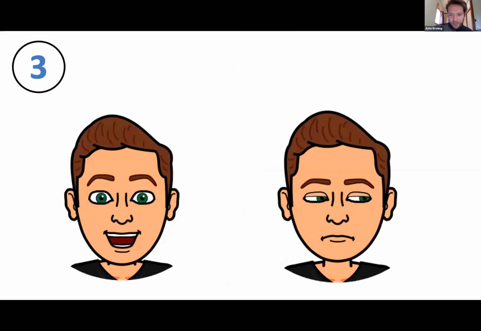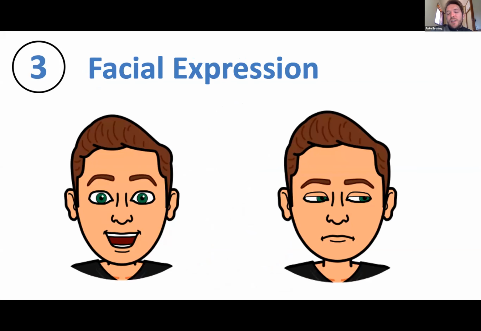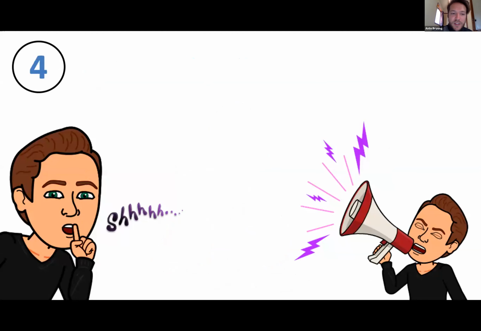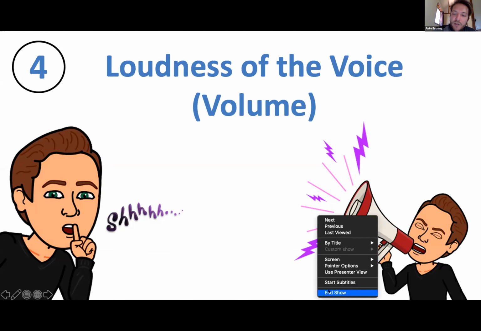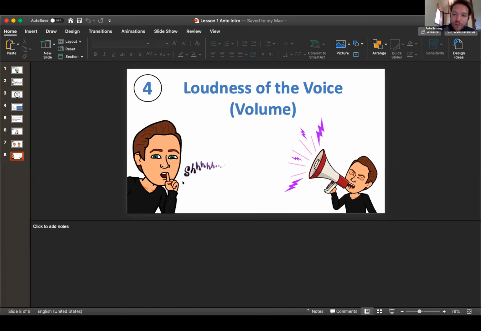This is the third example. This has to do with the face. Yes, this is facial expression. For example, when I'm happy, I smile. When I'm sad, I frown, and so on. The shape you make with your face changes the meaning of the words you use. And a fourth example has to do with our voice, if it's quiet or if it's loud, the loudness of the voice, or volume. This is a fourth example of NVL, non-verbal language. In lesson 1, we will read more about non-verbal language and these examples.